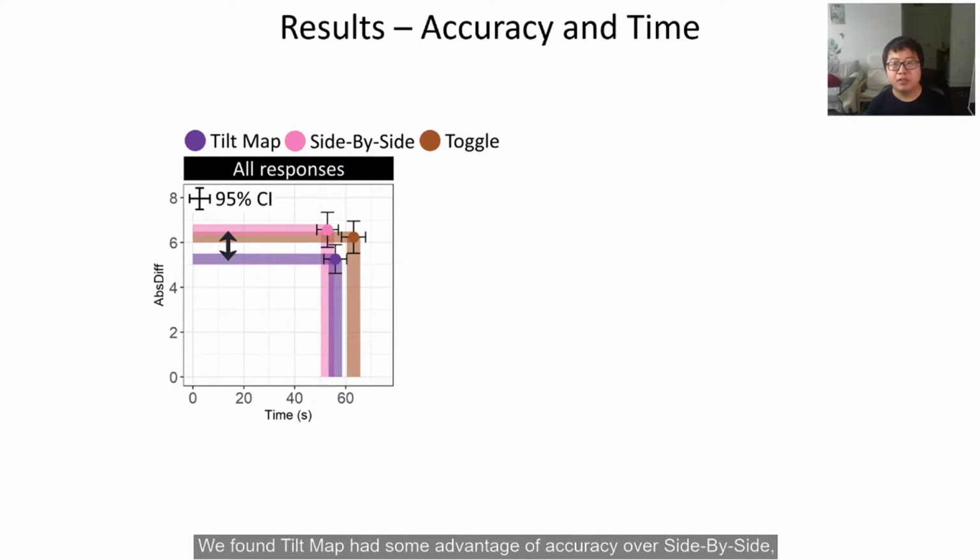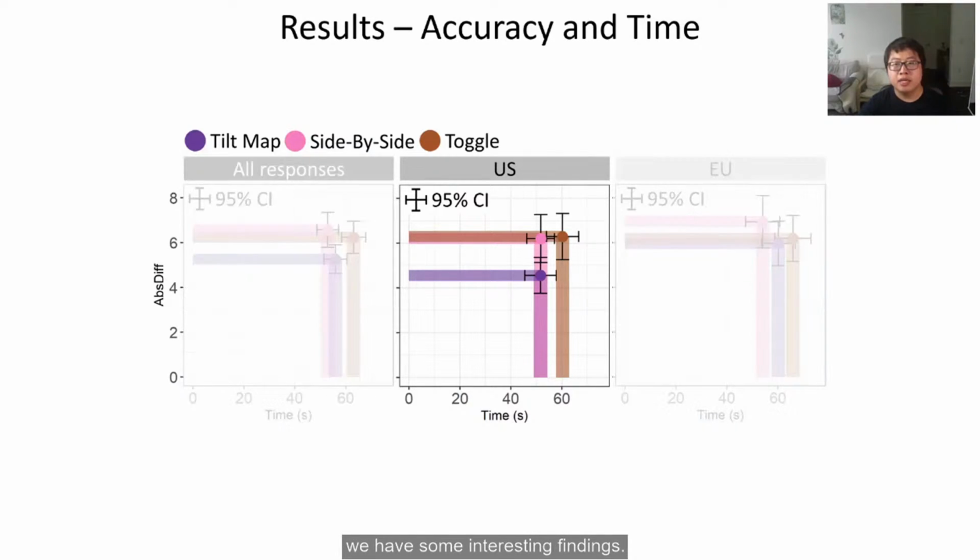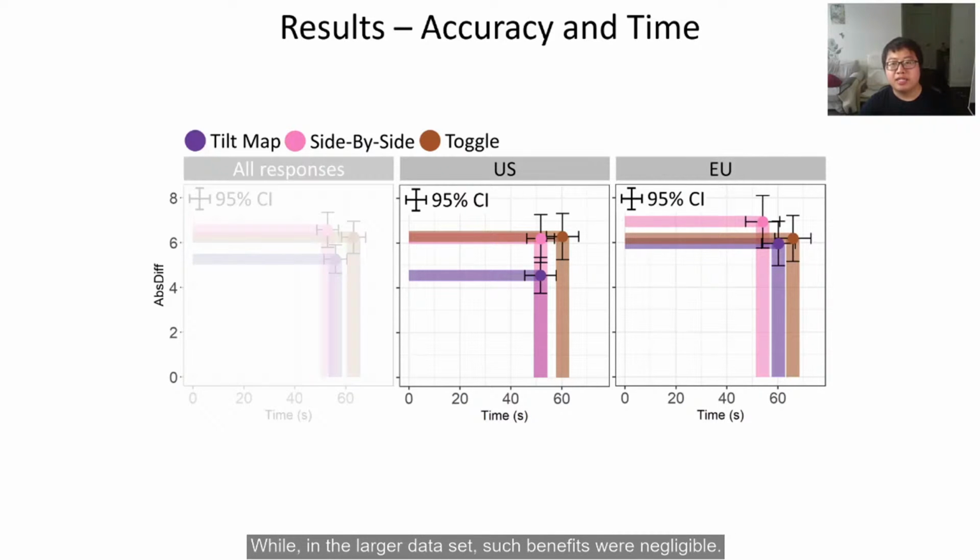We found tilt map had some advantage of accuracy over side by side and was slightly faster than toggle. When we split the results into different datasets, we have some interesting findings. In the small dataset, the benefits of tilt map are more obvious, while in the larger dataset, such benefits were negligible. We suspect that is because participants were able to track 5 objects in the small dataset for tilt map. When we enlarge the dataset, 10 objects might exceed the upper bound of human working memory.